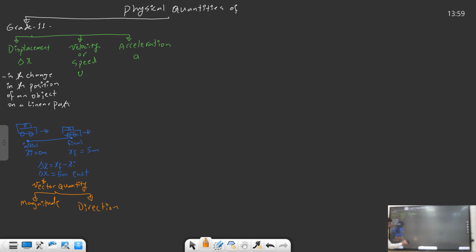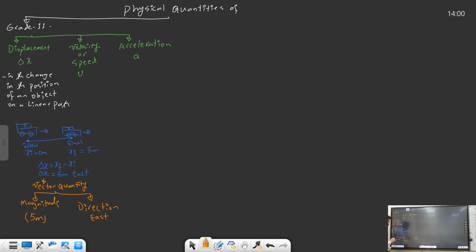So you may ask, what's the magnitude in this example? Guys, the 5 meters is the magnitude. The magnitude is the number that tells you how much the car has changed its position. And the direction in this case is actually the east. Okay? East is the direction.